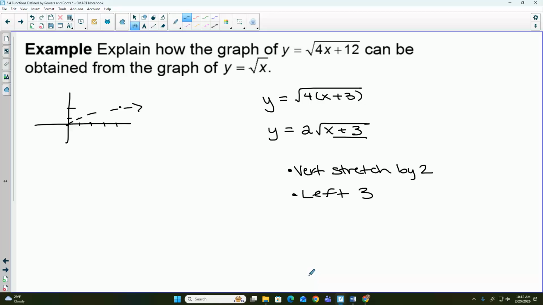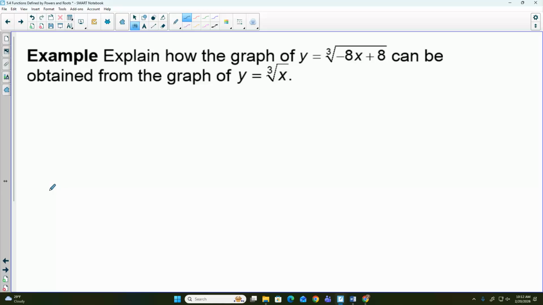So taking the opportunity to review a couple things here. We rewrote it first because horizontal stretching and shrinking is hard. So we factored out what we could, simplified, and then we were able to describe our transformation. One more, folks.